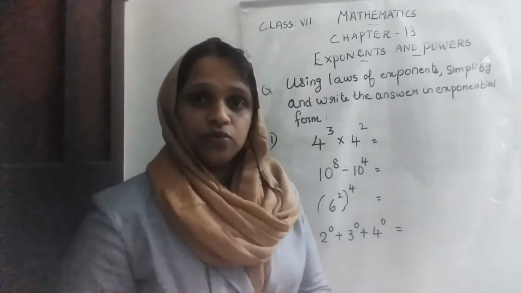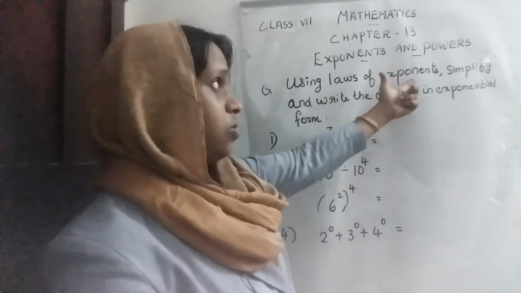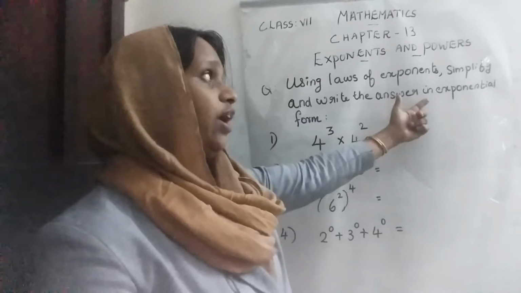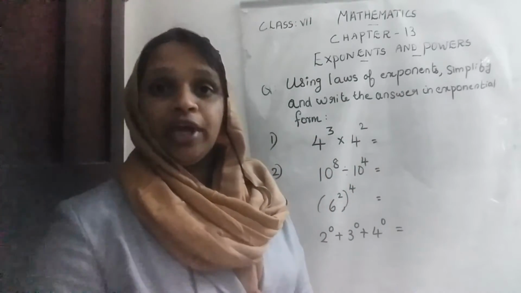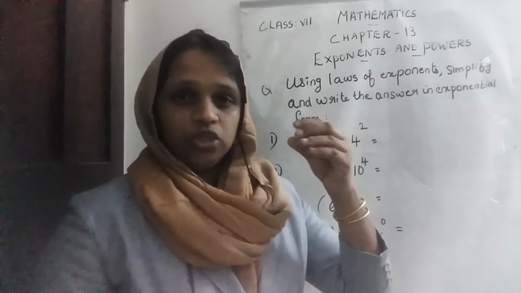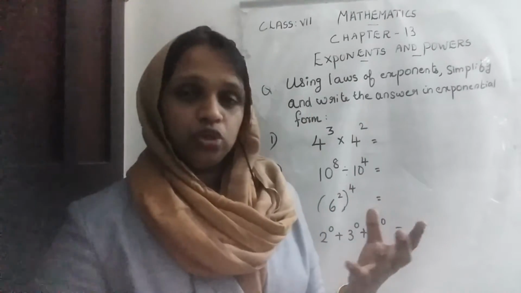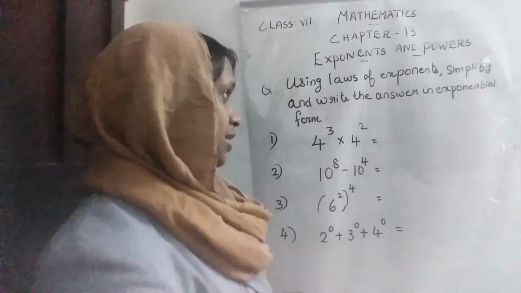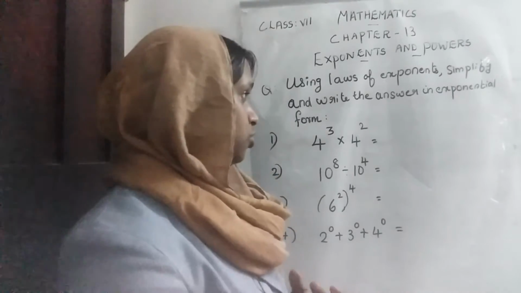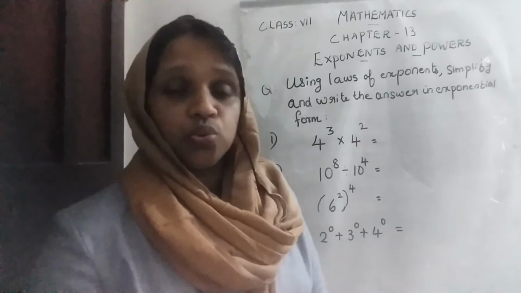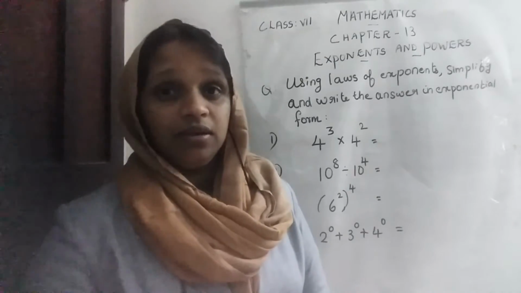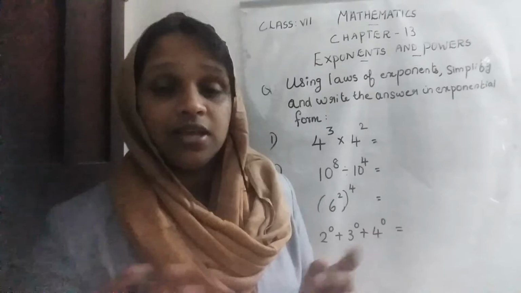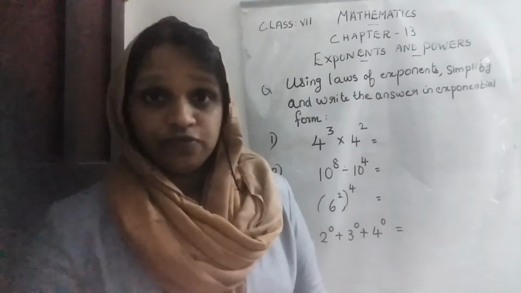Next we can discuss a few questions. Using laws of exponents, simplify and write the answer in exponential form. First of all we want to identify which law we can apply. Here see the first question, 4 raised to 3 into 4 raised to 2. The base is the same and the exponent is different, so that is our first law.